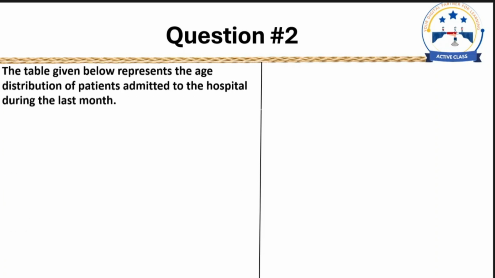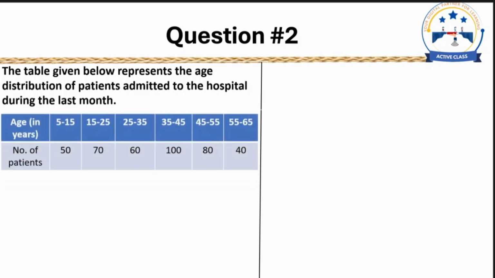The table given below represents the age distribution of patients admitted to the hospital during the last month. This is the table. Age in years, the class interval of age, and the number of patients are given there. The first question is to find the average age of the patients.